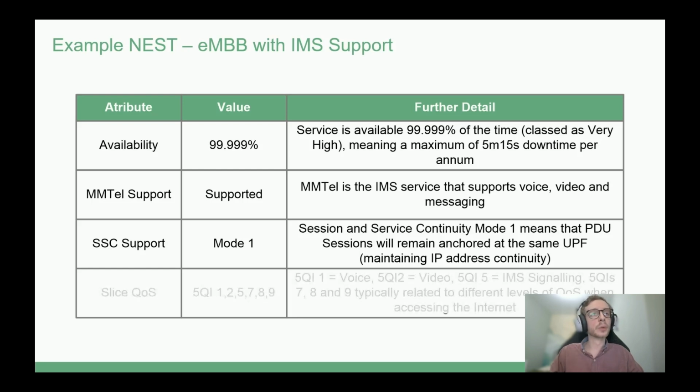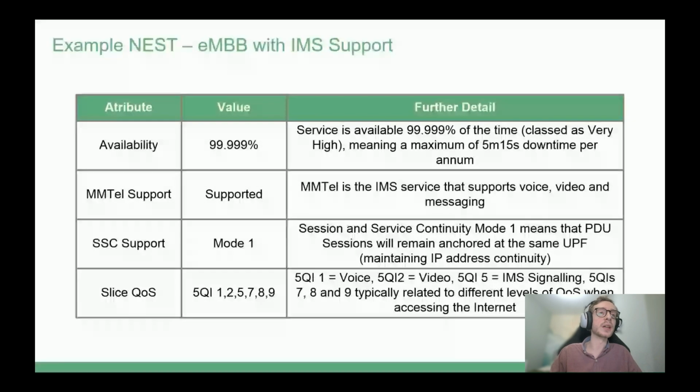Finally, we're also going to be exploring the slice quality of service. In the value column, we can specify these 5QIs, which is a 5G QoS flow identifier. Each of these values has a certain set of parameters with it, such as the priority of communication, and whether it is a guaranteed bit rate or a non-guaranteed bit rate approach. So we can see that 5QI1 is for voice, 5QI2 is for video, 5QI5 is for IMS signaling, and 7, 8, and 9 are 5QIs for different types of quality of service when accessing the internet. This is essentially all of the different attributes which are going to pass to the mobile service provider within that network slice template.